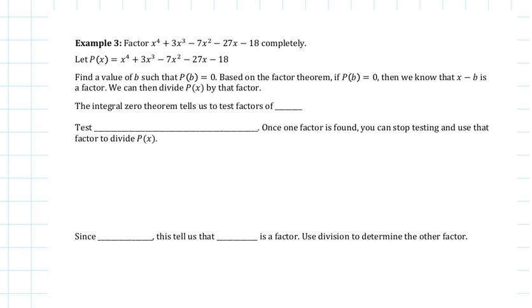All right, so factor x to the power of 4 plus 3x cubed minus 7x squared minus 27x, take away 18 completely. So we're looking for factors of negative 18 because that's the constant. So the factors of negative 18, what can I divide negative 18 by? So that's plus and minus 1, plus and minus 2, plus and minus 3, plus and minus 6, plus and minus 9, and plus and minus 18.